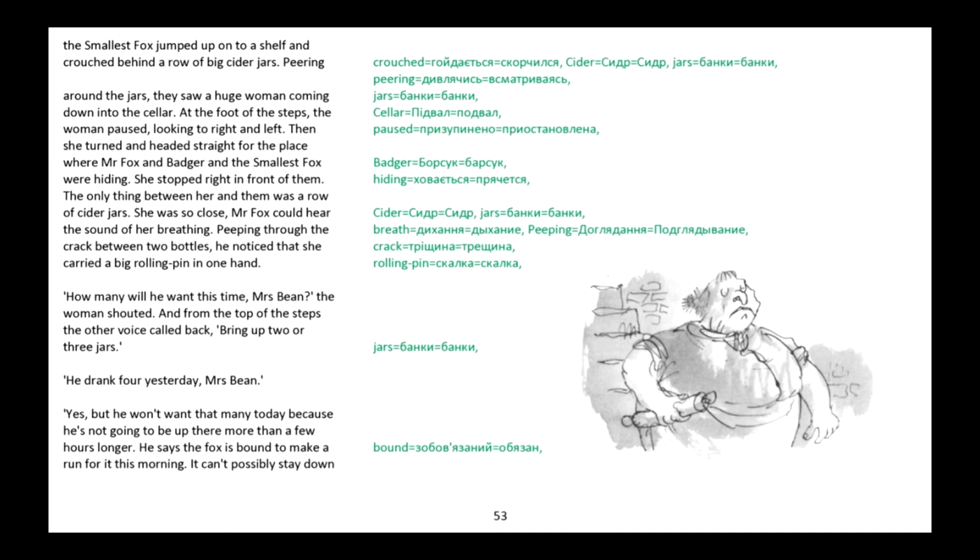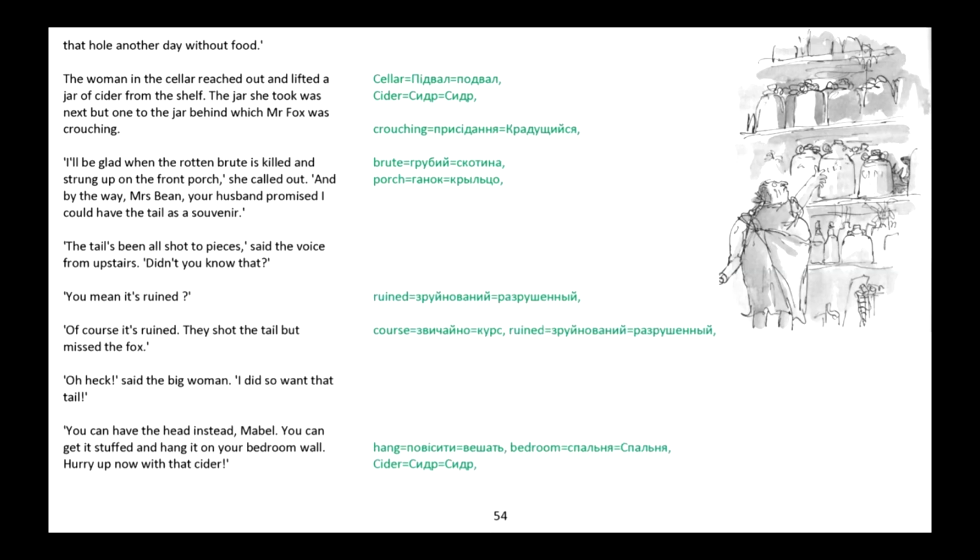"How many will he want this time, Mrs. Bean?" the woman shouted. And from the top of the steps, the other voice called back, "Bring up two or three jars." "He drank four yesterday, Mrs. Bean." "Yes, but he won't want that many today because he's not going to be up there more than a few hours longer. He says the fox is bound to make a run for it this morning. He can't possibly stay down that hole another day without food."